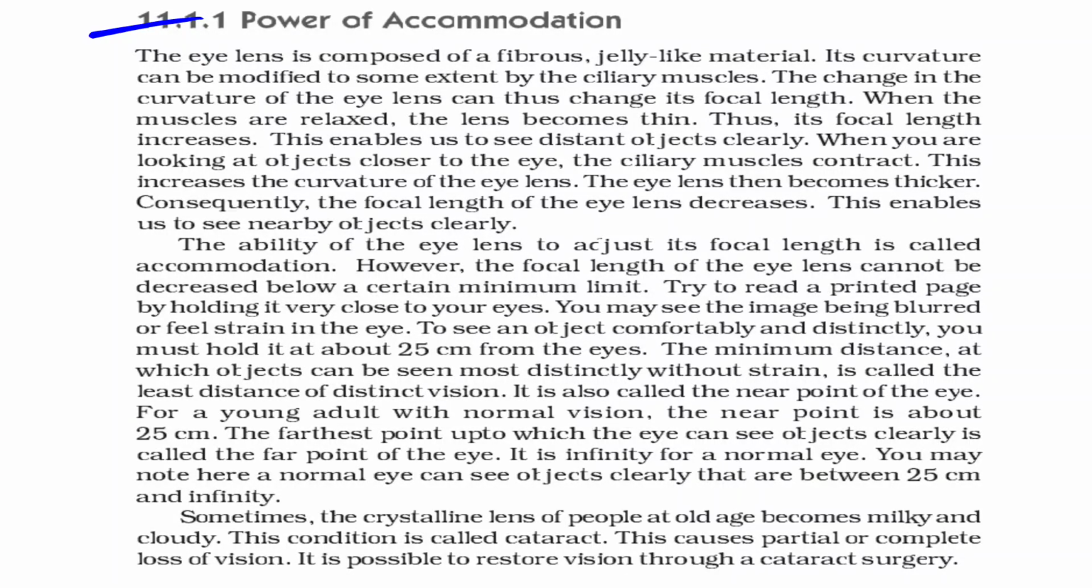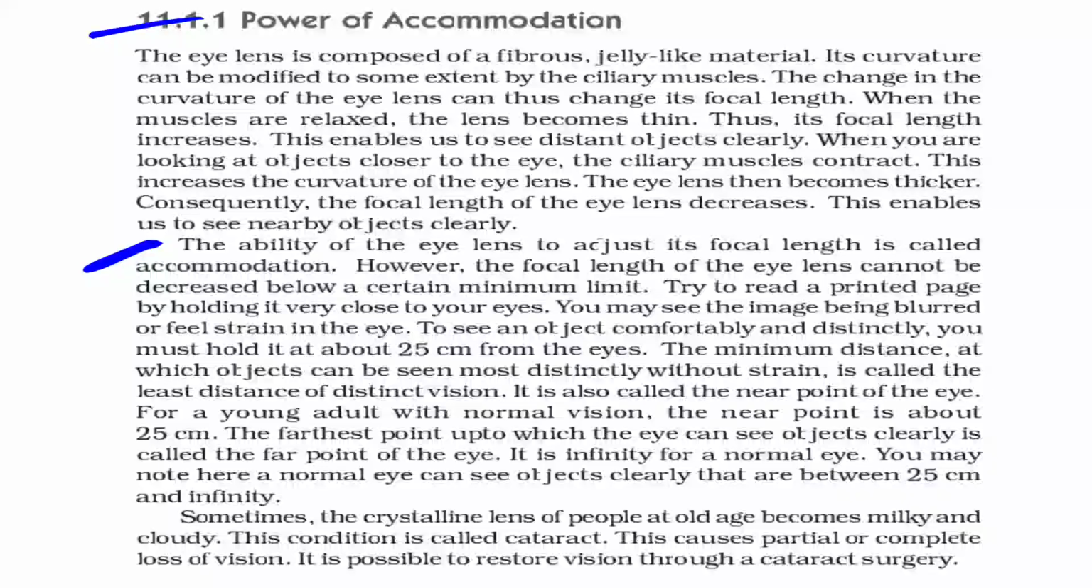When you are looking at objects closer to the eye, the ciliary muscles contract. This increases the curvature of the eye lens. The eye lens then becomes thicker. Consequently, the focal length of the eye lens decreases. This enables us to see nearby objects clearly. The ability of the eye lens to adjust its focal length is called accommodation. However, the focal length of the eye lens cannot be decreased below a certain minimum limit.